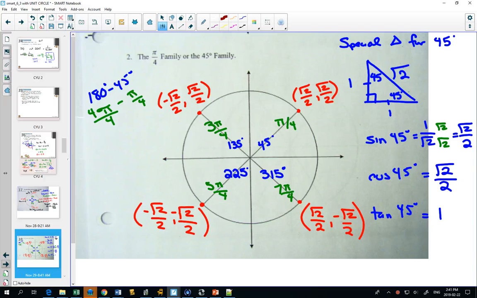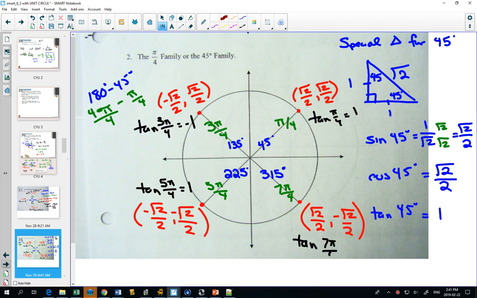And from these, we can also write tan. Tan of pi over 4 is going to be equal to 1. Tan of 3 pi over 4 is going to equal negative 1. Tan of 5 pi over 4 is equal to positive 1. And tan of 7 pi over 4 is equal to negative 1. The CAST rule is the same here. Because they all have the same reference angle, the tan value is going to be the same for all of them. Just some are positive and some are negative.